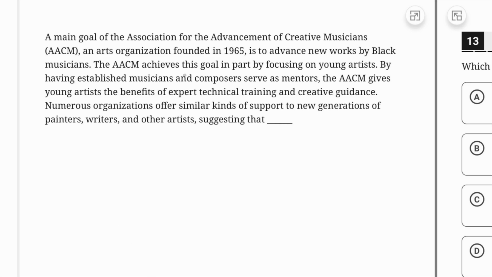A main goal of the AACM is to advance new works by black musicians. The AACM achieves this goal in part by focusing on young artists. By having established musicians and composers serve as mentors, the AACM gives young artists the benefits of expert technical training and creative guidance. Numerous organizations offer similar kinds of support to new generations, suggesting that the AACM is not unique.